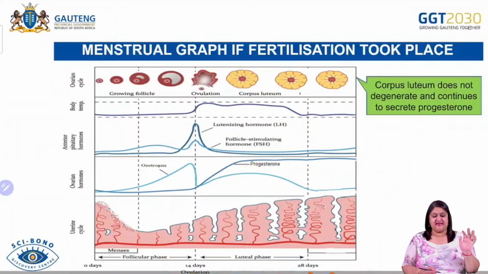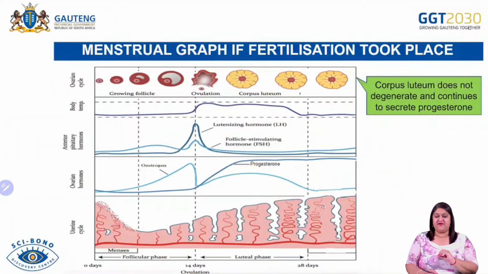Now, what happens in an instance where we have fertilization taking place? How would the graph change? Now let's look at this graph. This is a different graph, right? But I want you to look at it. What do you think is looking different?